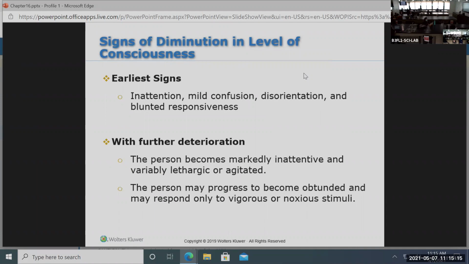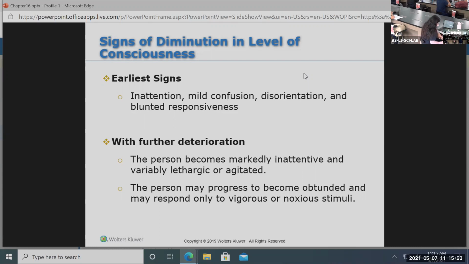So, the diminution in the level of consciousness is a gradual process. Some are earlier signs, and later on it progresses. Look at that one: inattention, mild confusion, disorientation, and blunted responsiveness. After a couple of stimuli, after a couple of questions, then it says, oh yeah, that's called blunted responsiveness.